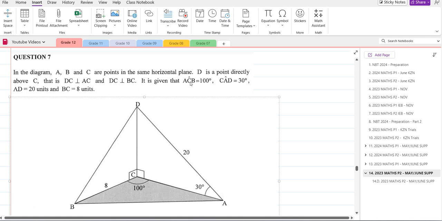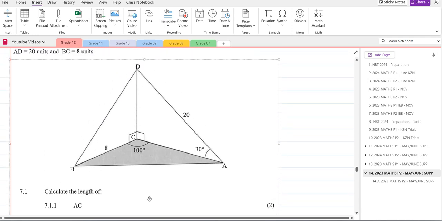It is given that ACB is equal to 100 degrees, which is the horizontal plane angle, CAD is 30 degrees, and AD is 20. So obviously you can find DC using this triangle here, SOHCAHTOA, and BC is 8. Once we find DC, then we can find these lengths here, this angle. So first, calculate the length of AC.